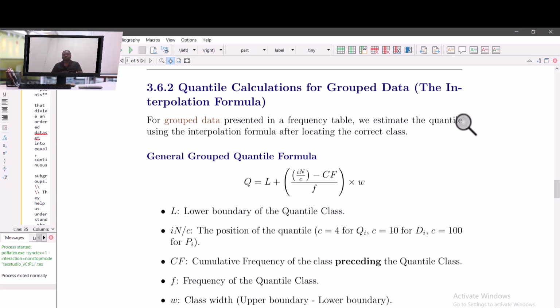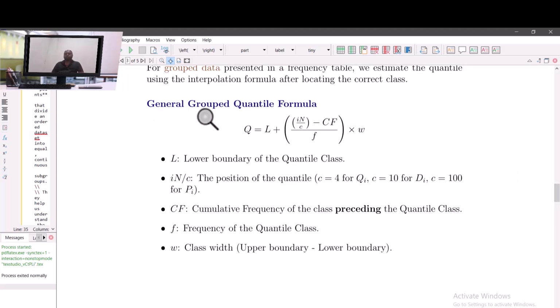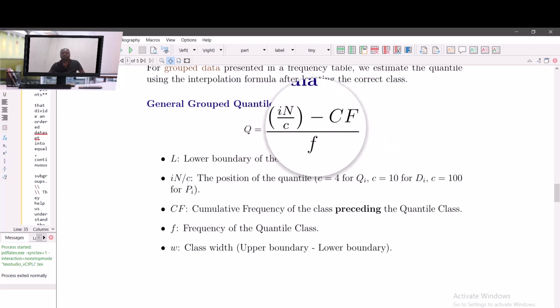The next concern of this video is how to compute quantiles for grouped data. For grouped data presented in a frequency table, we estimate the quantile using the interpolation formula after locating the correct class. So this is the general formula to compute quantiles from grouped data. Q is the quantile, which can be a quartile, decile, or percentile.